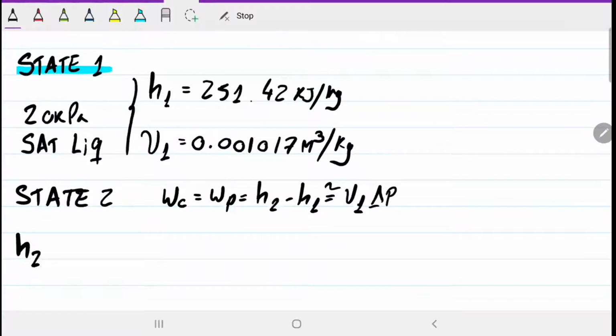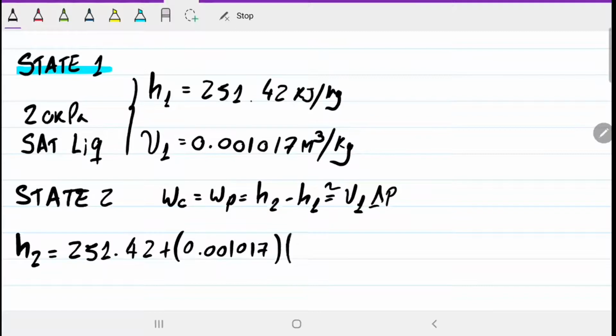Right, so like last week, we can define this to be 251.42 plus 0.001017, and then we're going from 20 kilopascals to 400. So it's 400 minus 20. Right? So we have this answer in kilojoules per kilogram.